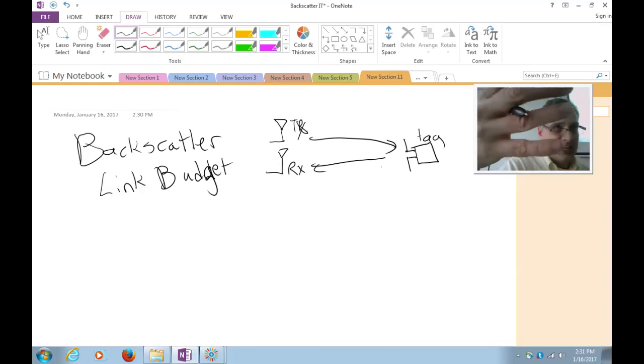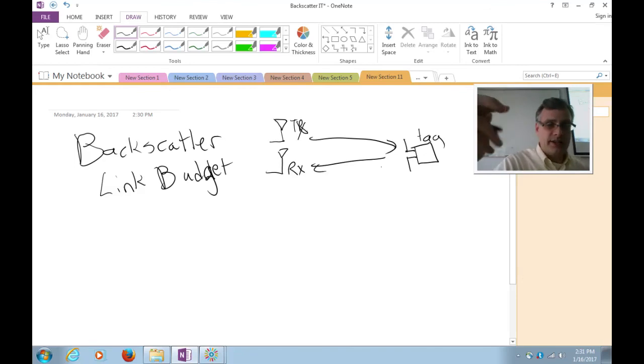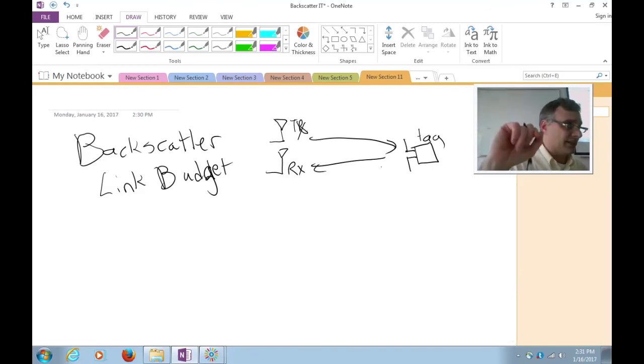Now we'll spend a whole unit talking about this form of communications later in the class, but I want to introduce it now because we're doing link budgets and we're kind of fresh with that concept. So we'll go ahead and just sketch what this looks like now, and then talk about some details about this later on in the course, because this is actually a very interesting way to transmit low-powered information.